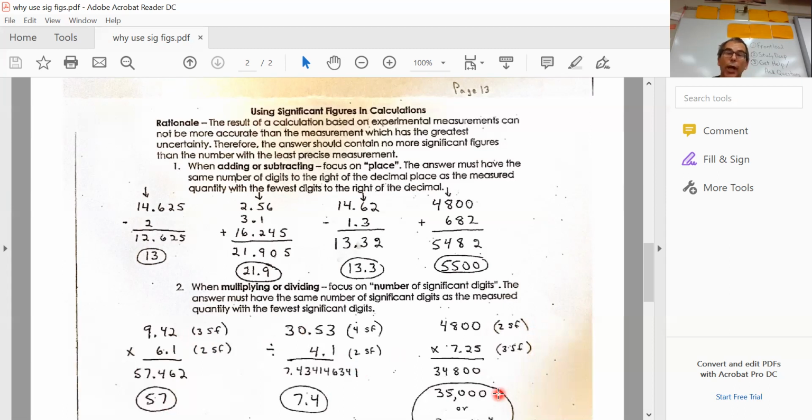Adding, subtracting, look at place. Multiplying, dividing, look at number of significant digits. Always go to the least precise. I hope this video helps you understand the why behind using significant figures.